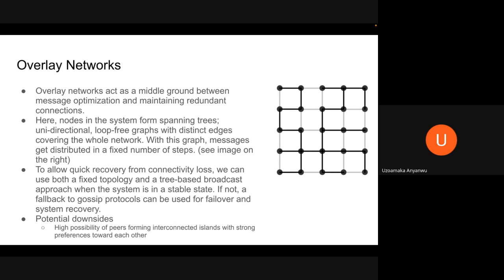We can make use of a fixed topology and a tree-based broadcast approach. Here, this is unclear to me. The book did not explain further. If that's not the case, then a fallback to gossip protocols can be used for system recovery. Potential downsides: there's a high possibility of pairs coming together to form an interconnected island. I don't know what the side effect of that is.